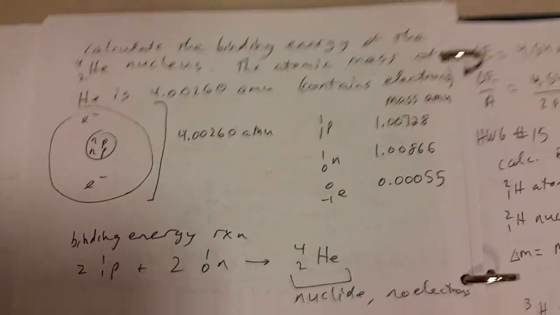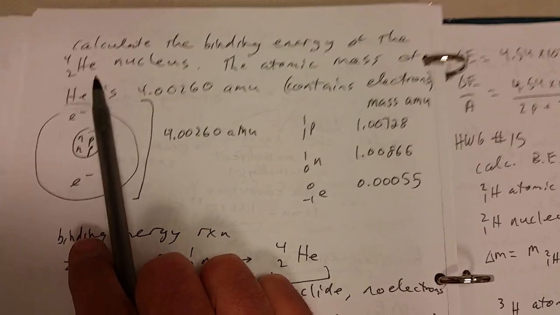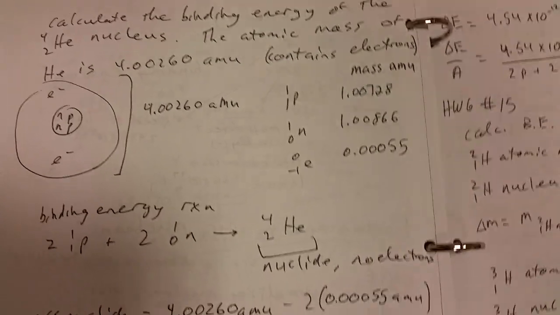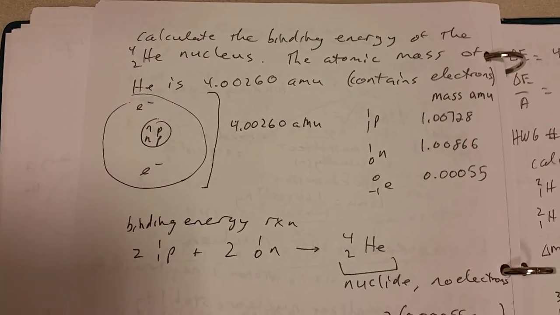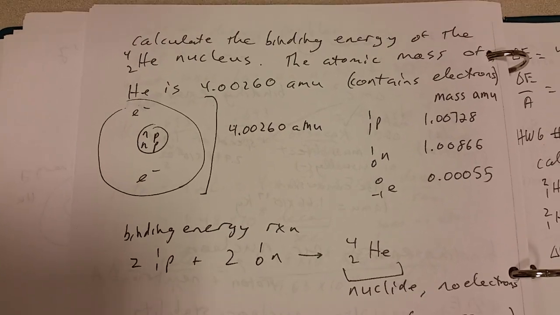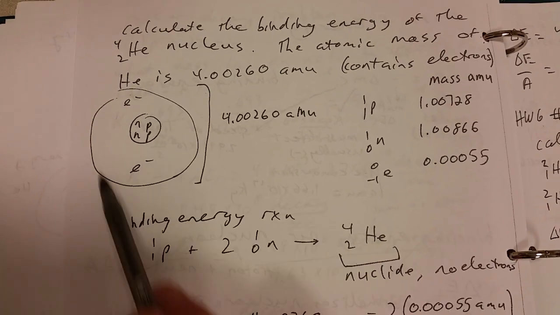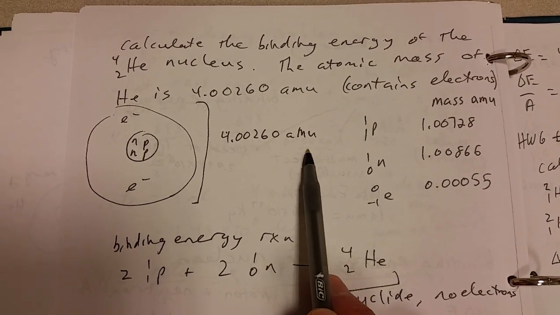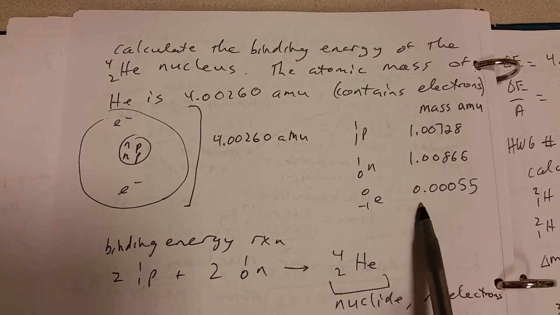So let's throw some numbers in here. Actually, we're going to look at a different problem. This one says to calculate the binding energy of the helium-4 nucleus, where they're given the atomic mass of helium. Note that this does contain the electrons, so we have to account for that, because we're just looking at changes in mass of the nucleus itself and not including the electrons. In that helium atom, there are 2 neutrons and 2 protons in the nucleus, and there are 2 electrons on the outside. The whole thing has a mass of 4.00260 AMU, and the masses of each of the subatomic particles are shown here: the proton, the neutron, and the electron.